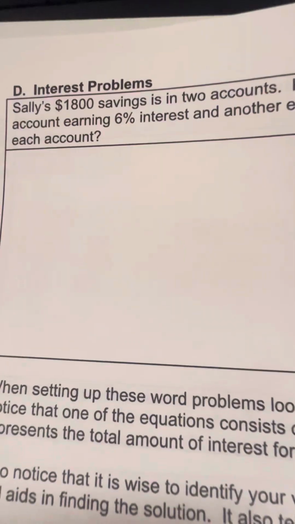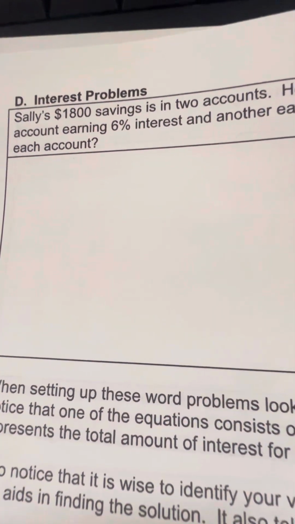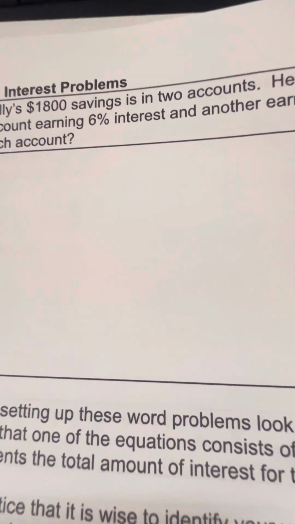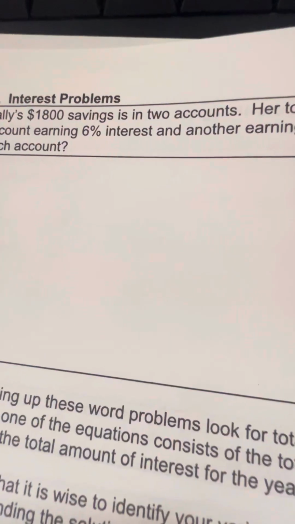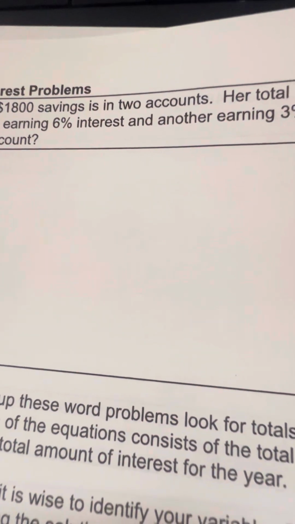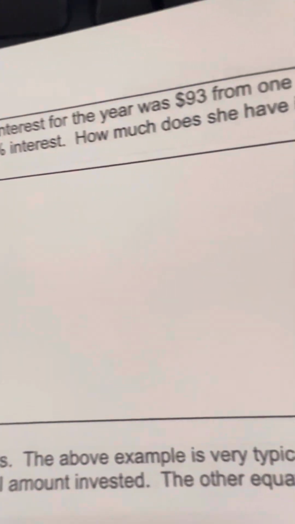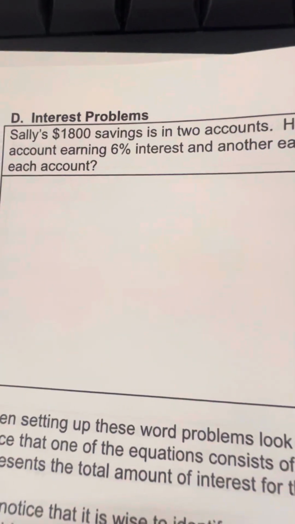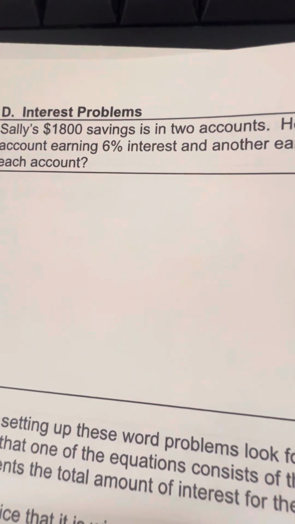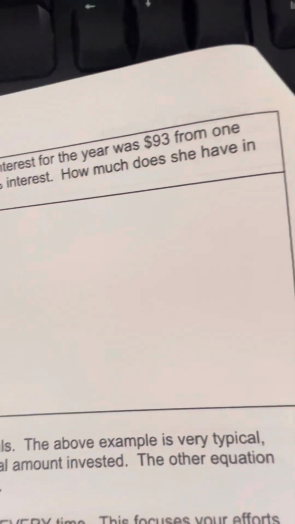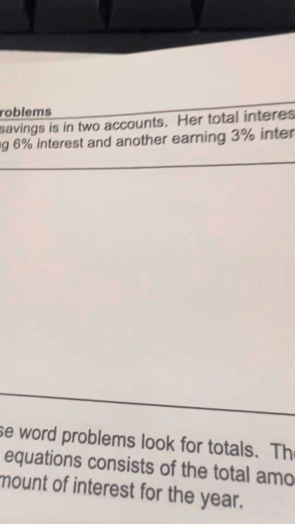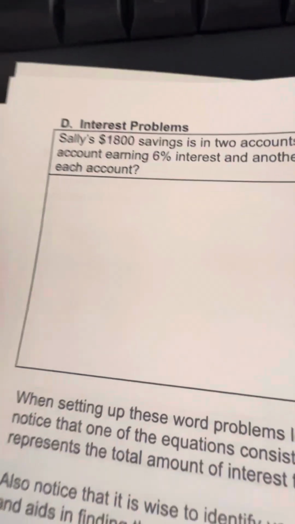All right, we're doing more of these systems of equations word problems. Now we're dealing with interest types of problems. So we're looking at Sally, who has $1,800 in savings in 2 accounts, and her total interest for the year was $93 from one of the accounts earning 6% and the other earning 3%. How much does she have in each account is what we're looking to solve.